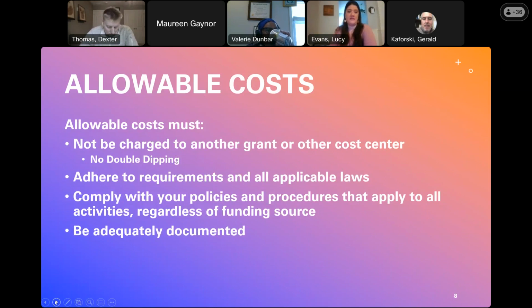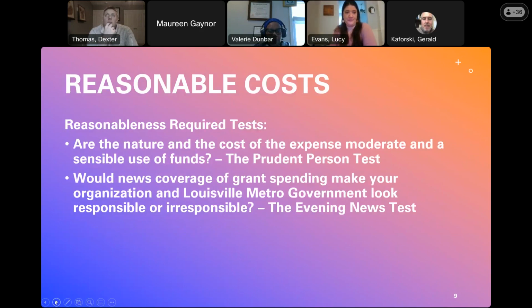Allowable costs must not be charged to another grant or any other cost center. So this is something we've referred to in the past as double dipping. If you're charging hours to one grant program, you can't take those same hours and charge them to another grant program. Allowable costs must adhere to requirements and all applicable laws. They must comply with your policies and procedures that apply to all activities, regardless of the funding source, and they must be adequately documented.